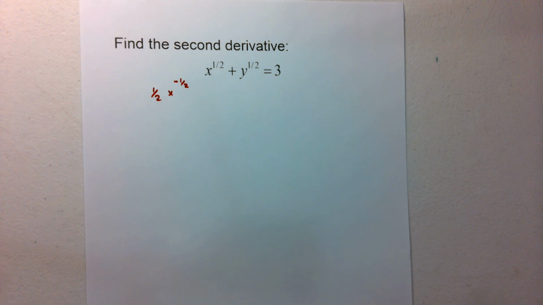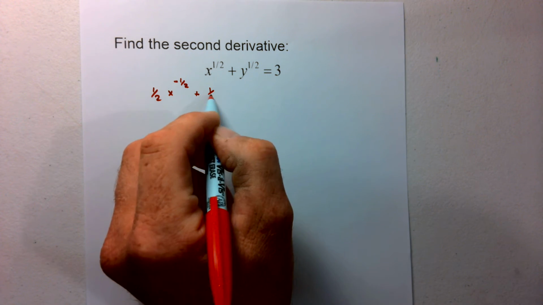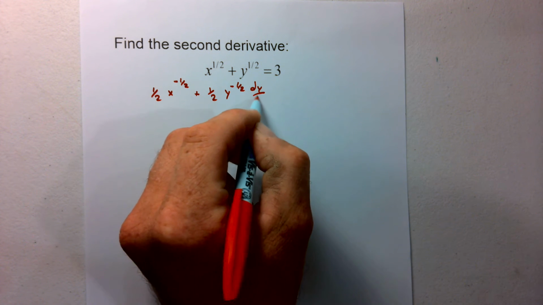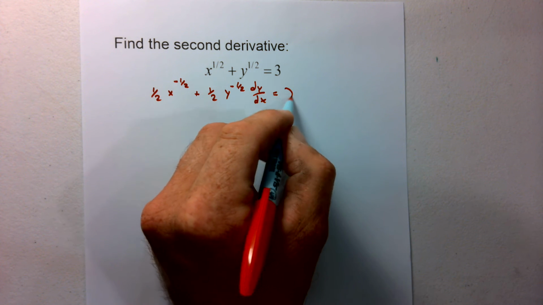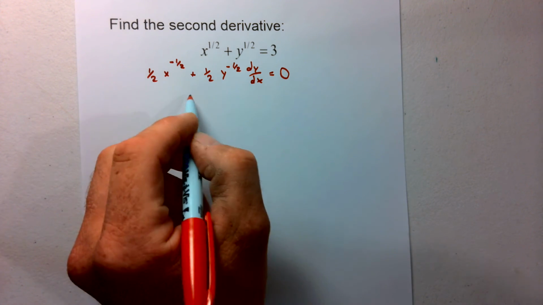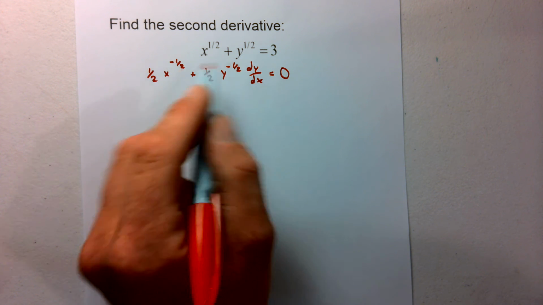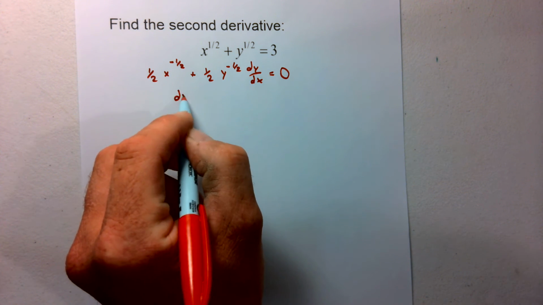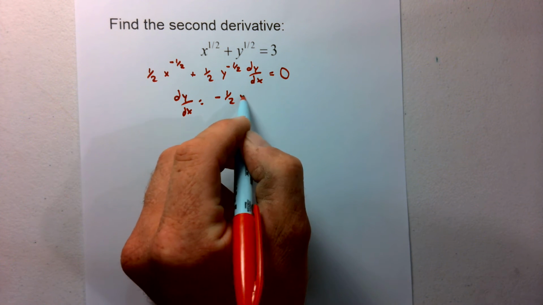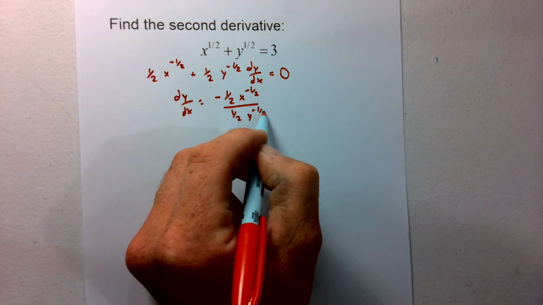We get 1/2 x to the negative 1/2. To that, add the derivative of y to the 1/2, which is 1/2 y to the negative 1/2 dy dx. And that's going to equal the derivative of 3, which is 0. Go ahead and solve for dy dx. So we're going to subtract our 1/2 x to the negative 1/2 and divide by 1/2 y to the negative 1/2. So I'll go ahead and kind of step that out for us. We get negative 1/2 x to the negative 1/2 divided by 1/2 y to the negative 1/2.